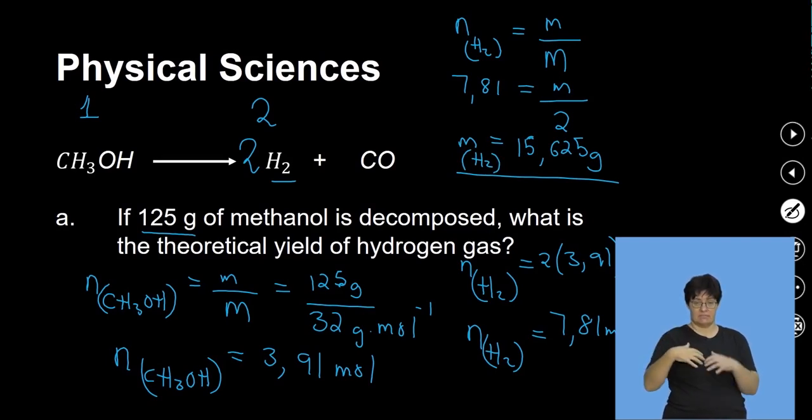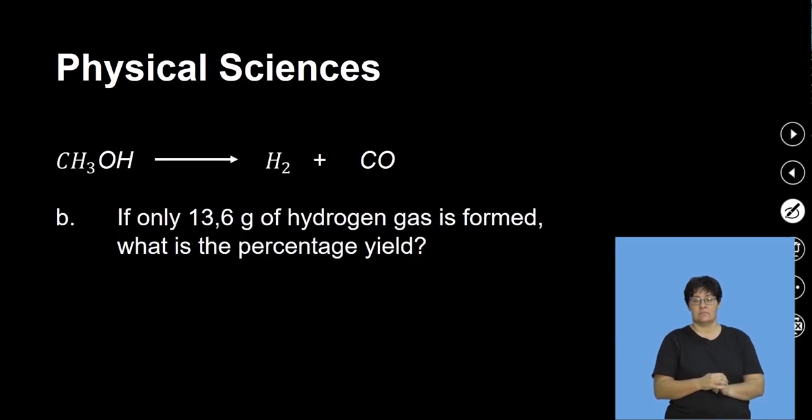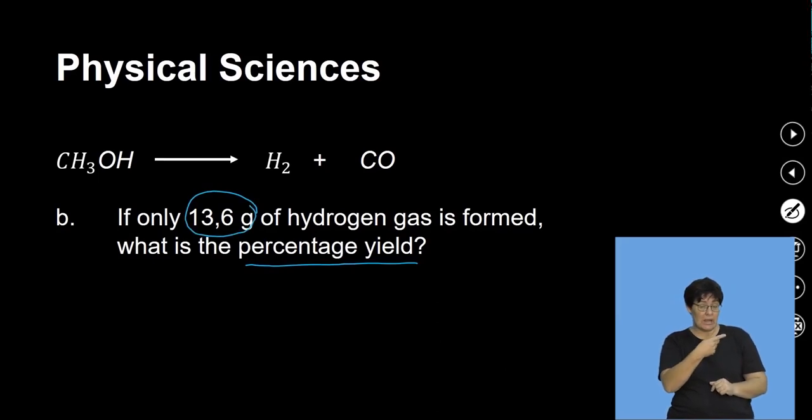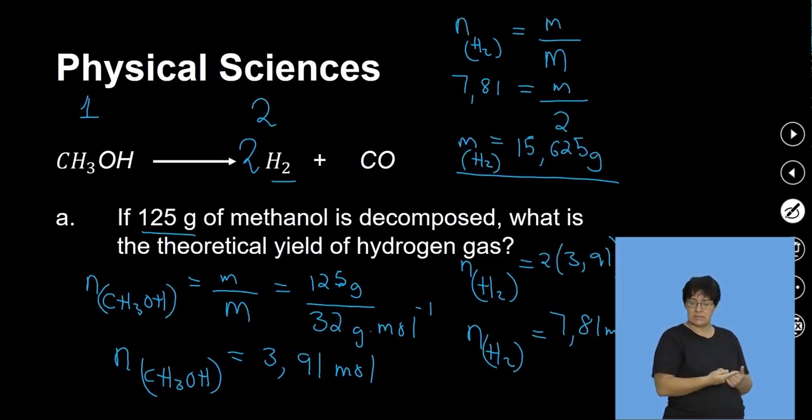But then the question that follows says we must be able to determine the percentage yield. Now we want to express the actual yield. This is the actual yield because it says only 13,6 grams of hydrogen gas were formed. But what did we expect? The expected amount was 15,625.